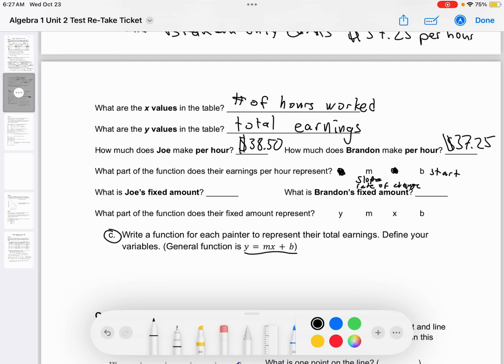And for this one, if they're earning it per hour, every hour they're going to be earning that much, that is how much it's going to be changing by. So that's going to be m. That'll be their slope. It's the amount that their earnings is changing by. Then it asks, what is Joe's fixed amount and what is Brandon's fixed amount?